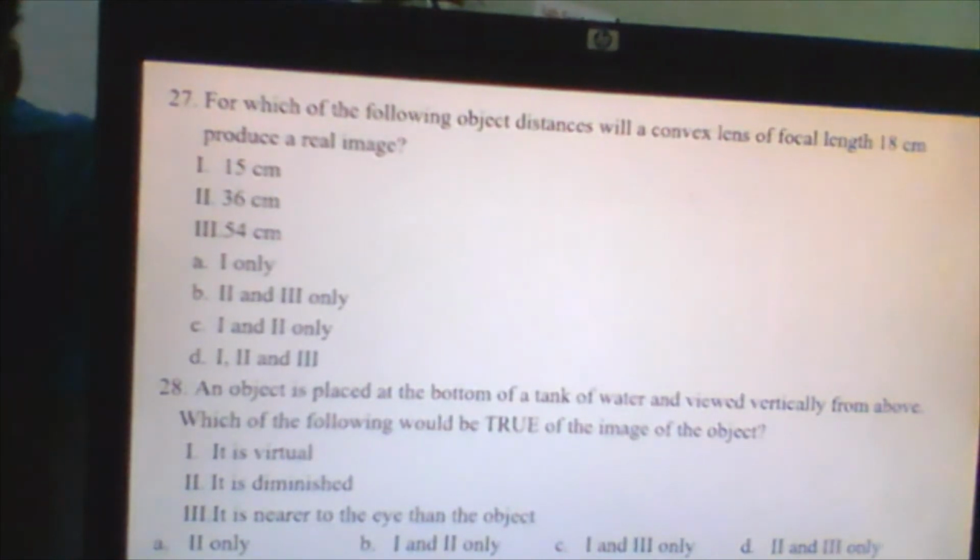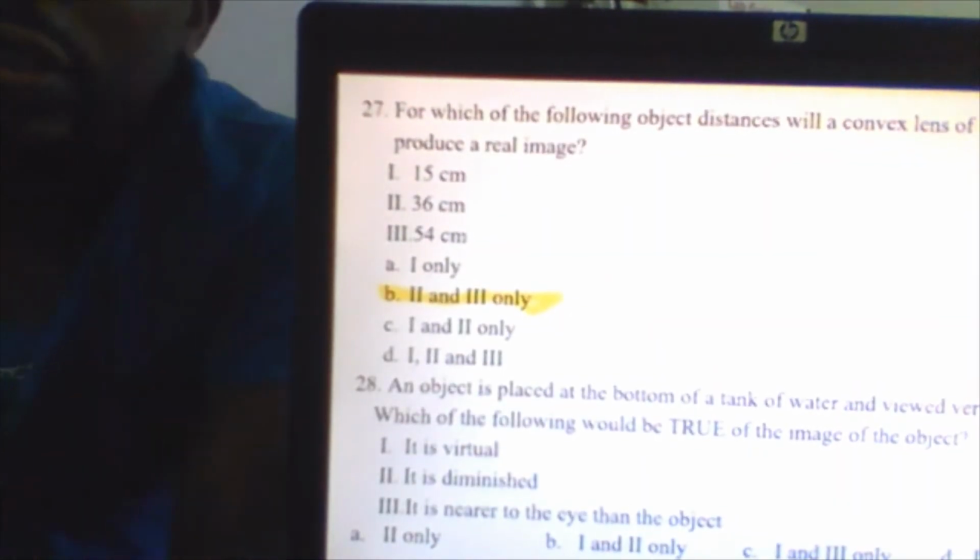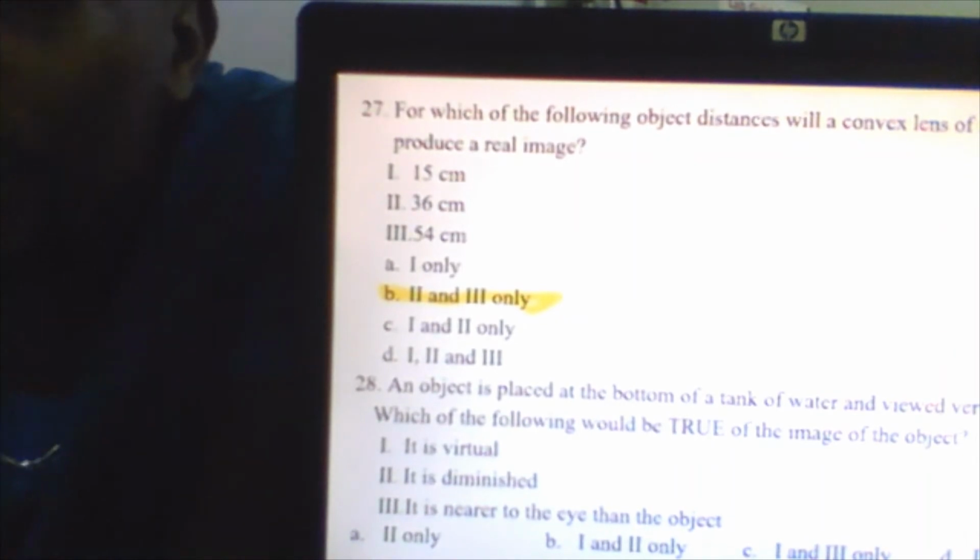So anytime you do a multiple choice question, even though you have a time frame, you need to look at the facts of the question. Once you look at the facts of the question, you can answer them appropriately.